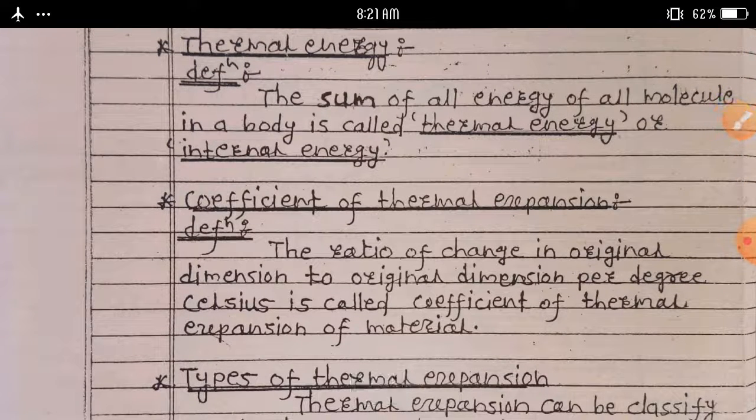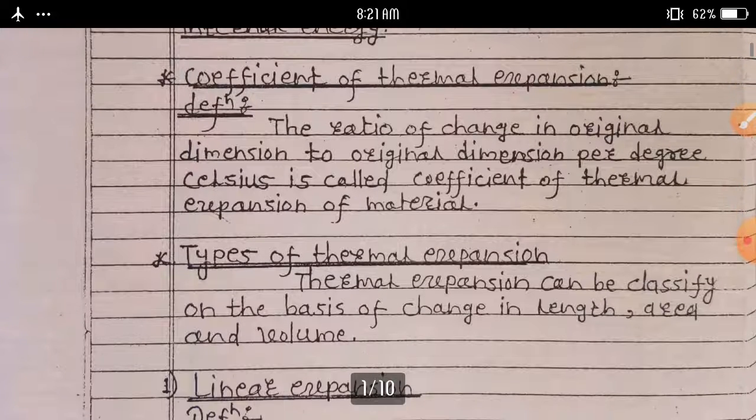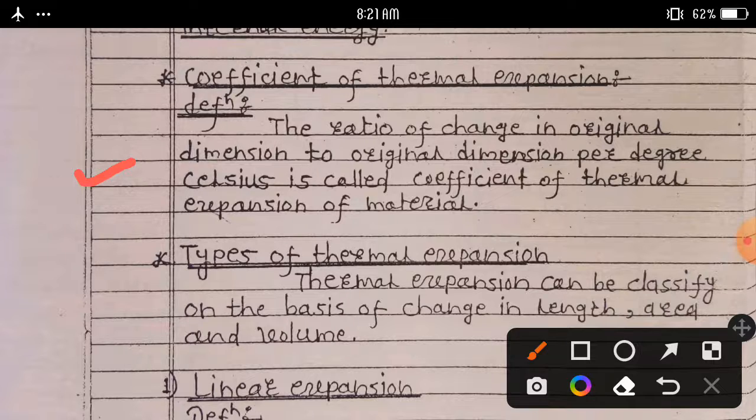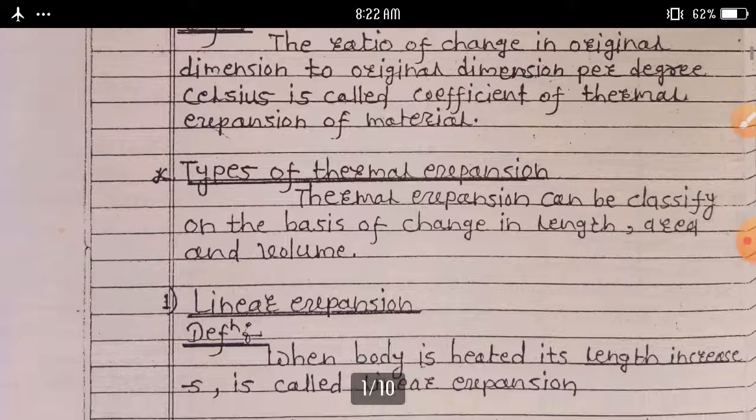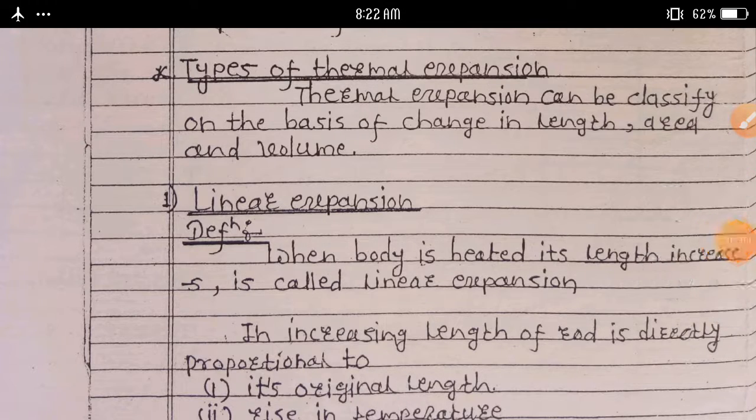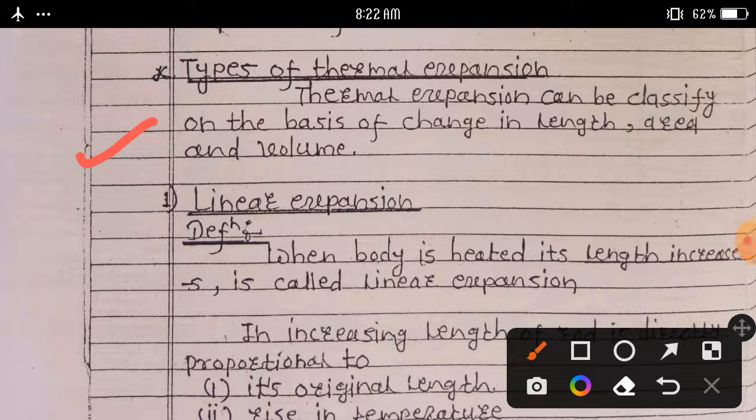Next definition is the coefficient of thermal expansion. A simple definition: the ratio of change in original dimension to the original dimension per degree Celsius is called the coefficient of thermal expansion of a metal. Thermal expansion can be classified on the basis of change in length, area and volume. Here we discuss a new topic, types of thermal expansion.